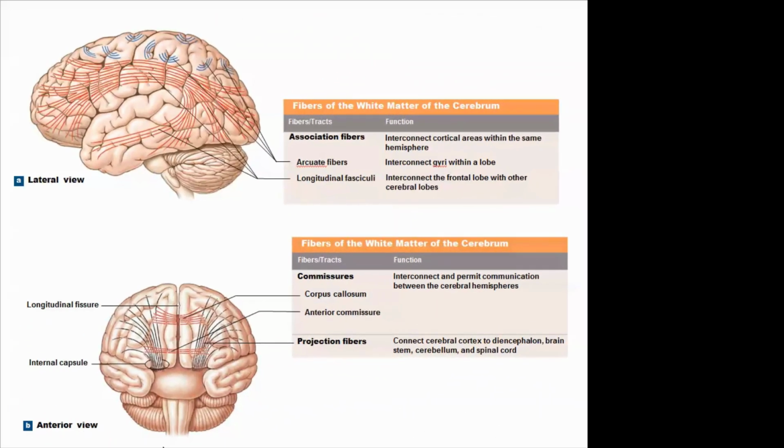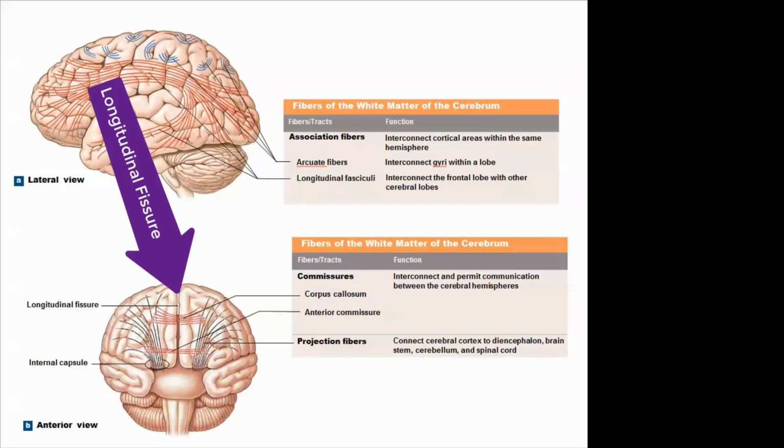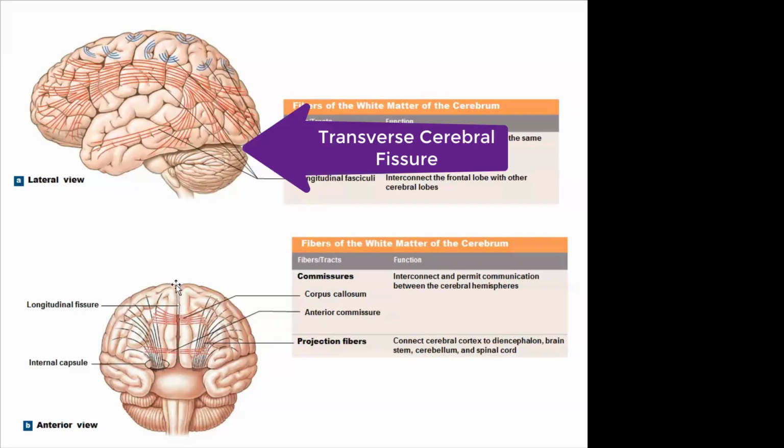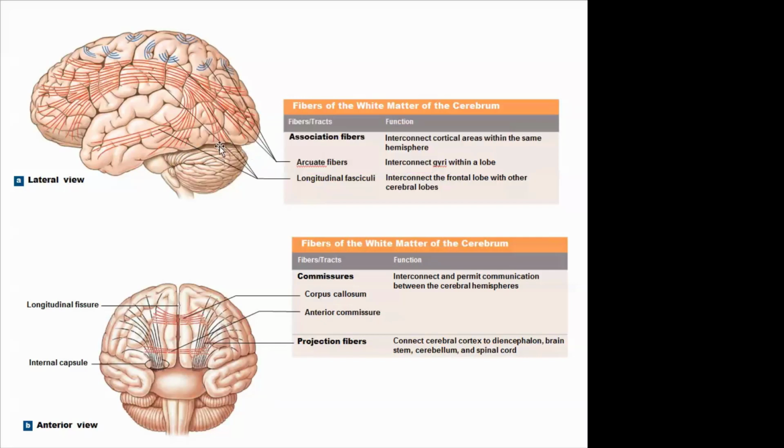Now we've got some major landmarks when we look at the hemispheres. We can see this giant longitudinal fissure, and that's going to separate the two hemispheres along the mid-sagittal plane. Then we're going to have something called the transverse cerebral fissure, and this is going to separate the cerebrum from the cerebellum, so it runs sort of posterior here. Then we have the lateral sulcus. This is also called the Sylvian fissure.